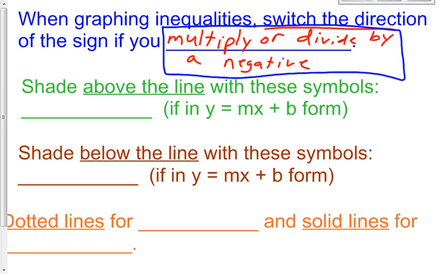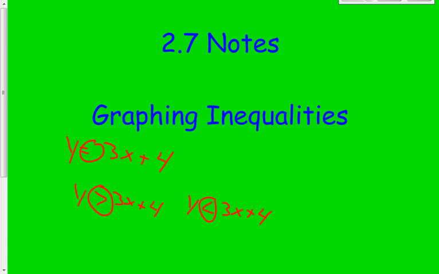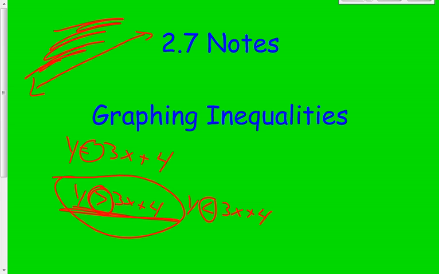Next one, shade above the line with these symbols. If it is greater than or equal to, you're going to shade above the line. Remember, only if it's in y equals mx plus b form. So if we have this one, and let's just say it's a line that looks like this, you're going to have to do some shading. This is in y equals mx plus b form, so because it's greater than, you're going to shade above the line.